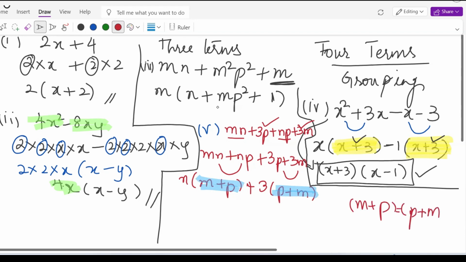If you do 2 plus 3, you get 5. If you do 3 plus 2, you get 5. So it's the same thing. So M plus P comes outside and the remaining stays in another bracket. And we have factorized these 4 terms.